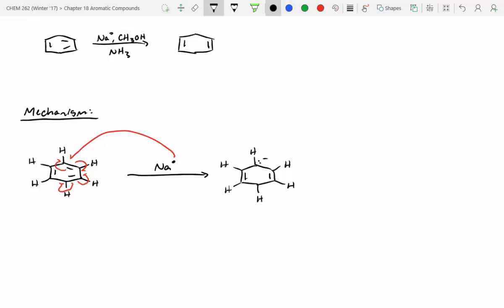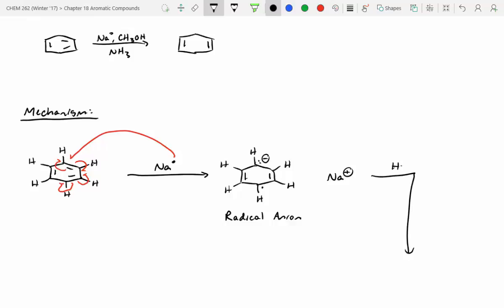Now this top carbon has 2 electrons and this bottom carbon only has 1. So just like with our dissolving metal reduction with alkynes, we have this radical anion intermediate. This radical anion is incredibly unstable, right? It doesn't look very happy to me. And so what it wants to do is steal a proton from your solvent.